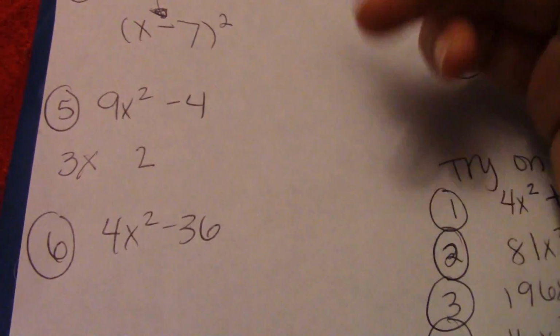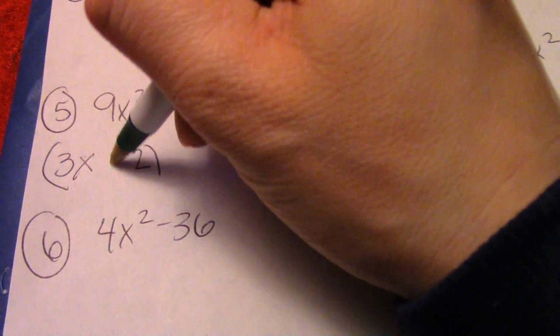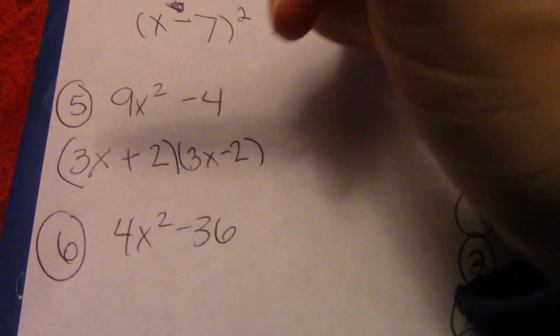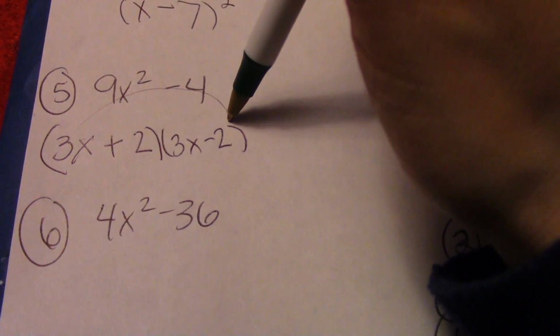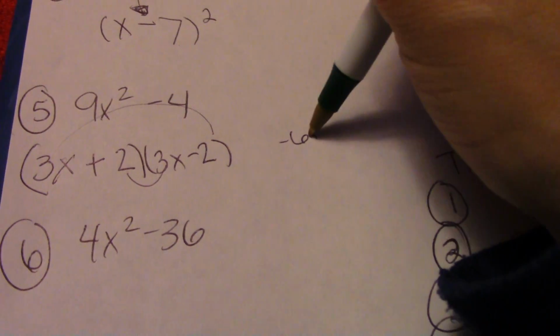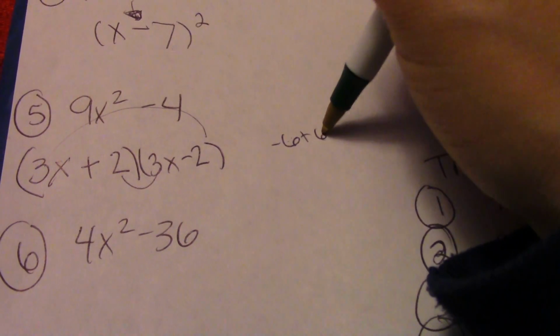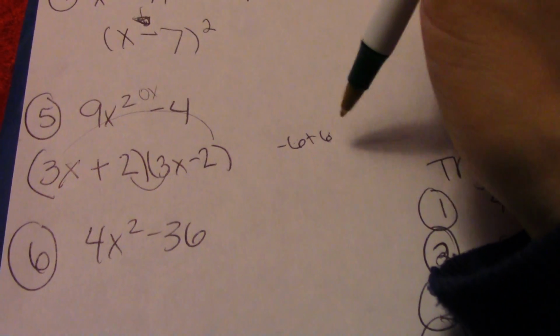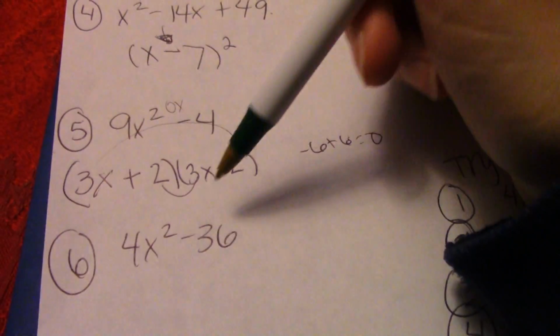Whenever we have 2 pieces here, you put 1 plus, and then you do the same thing and make it a minus. Because if we started to FOIL this, we would have 3 times negative 2, which is negative 6, and 2 times 3, which is positive 6. And 6 and negative 6 cancel out to be that 0 that we don't see right here.